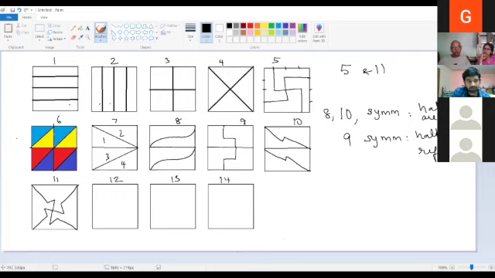Here also, for example, you can see that the different parts of the rectangle, that is the two triangles that you are making, they are also symmetric. But in 5 and 11, you have rotational symmetry.